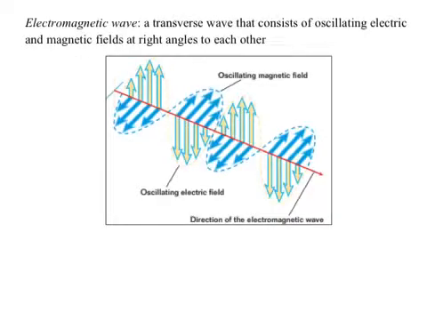First, let's take a look at an electromagnetic wave and what it's composed of. It's a transverse wave that consists of oscillating electric and magnetic fields at right angles to each other. So let's take a look here. This is the electric field represented by this dashed yellow line, and this is the magnetic field represented by this dashed blue line. And notice that the direction of the EM wave is in this direction.